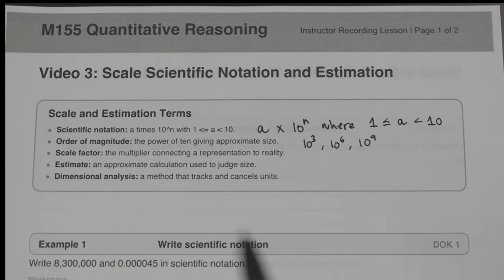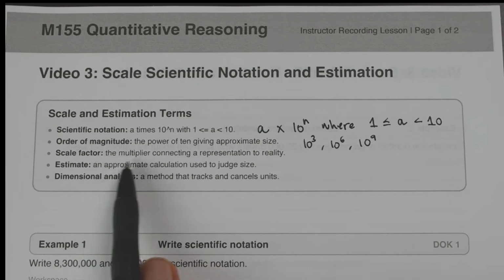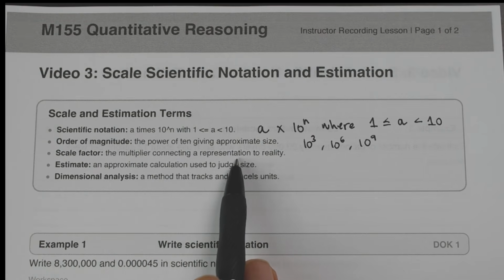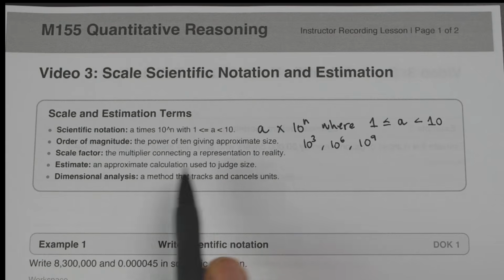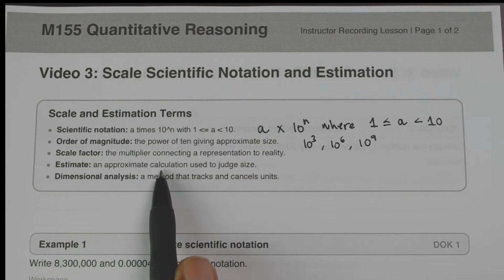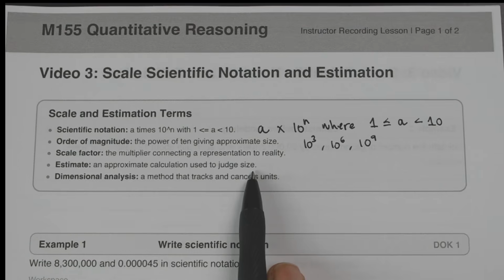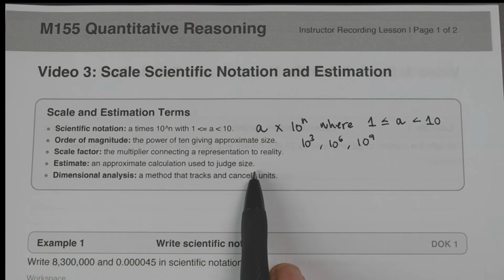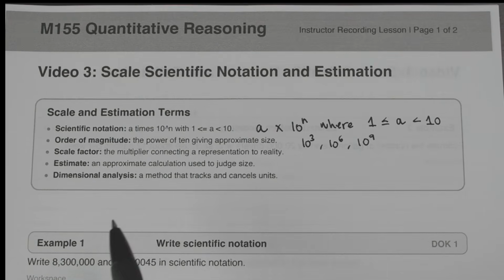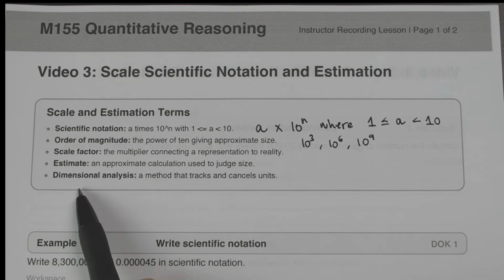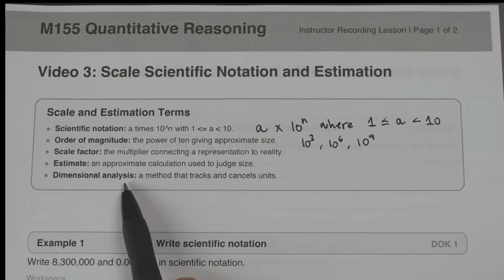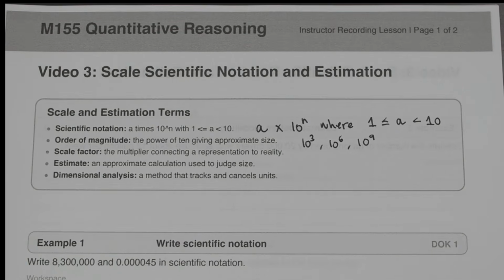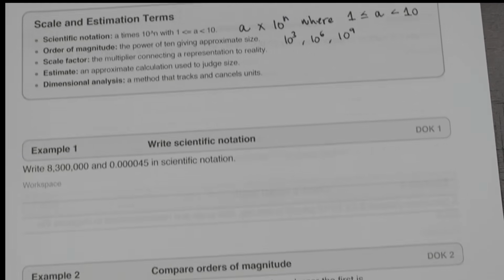A scale factor is the multiplier connecting a representation to reality. An estimation is an approximate calculation used to judge the size of a quantity, or the approximate size of a quantity. Dimensional analysis is a method that tracks and cancels units. Okay, so it allows matching units essentially to cancel. Right. Let's look at example number one.